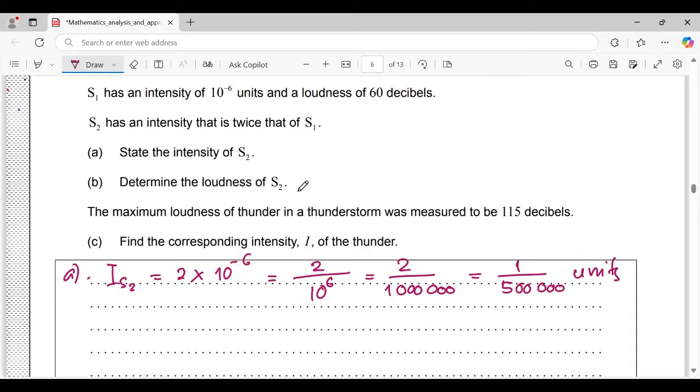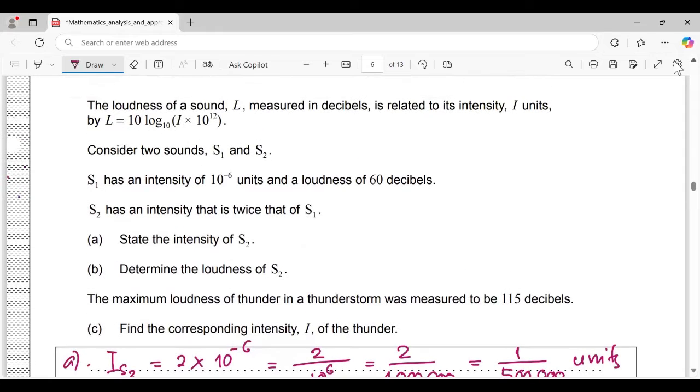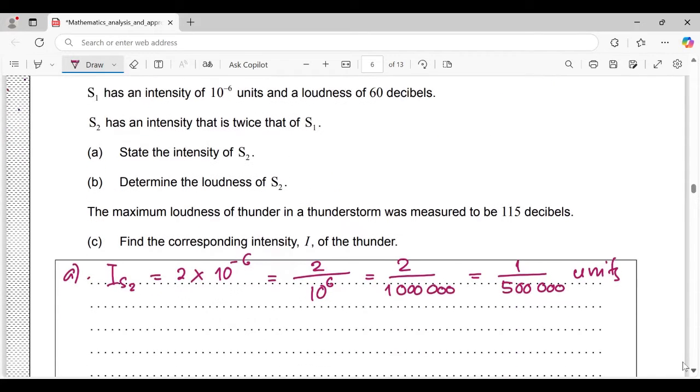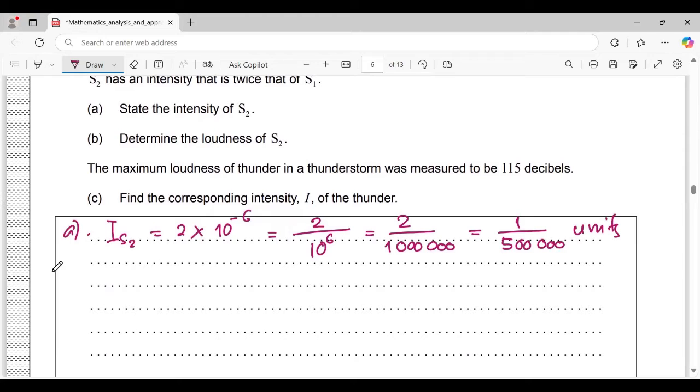Determine the loudness of S2. Loudness has an equation like this. So the loudness of S2, part B. Loudness has the expression like this: 10 log10 of I times 10 power 12.